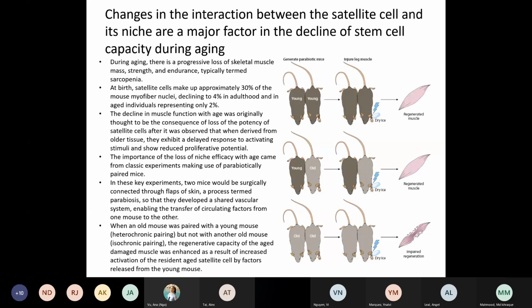What's shown here is based on the observation that we lose satellite cells over time. So at birth we have about 30%. No, it's mouse. In the mouse about 30% of the nuclei are satellite cells. That's a lot, right? But in adulthood, that number dropped to 4% of all the nuclei. But in aged individuals, that number dropped to 2%. So why do you see a drop of the stem cells?